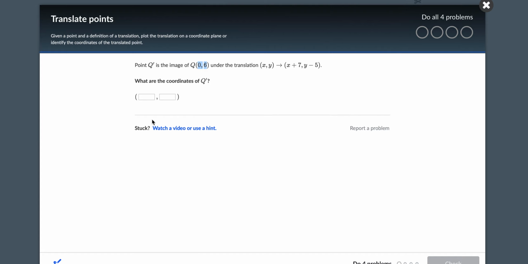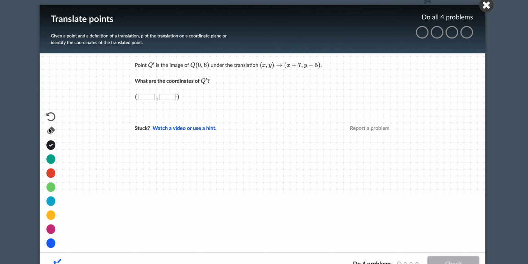For this one, firstly, this is the X here, and this is the Y. It wants us to add 7 to the X, which is just the same thing as moving the dot 7 units to the right. So now it'll be 7, comma, and for the Y, it wants to subtract 5, which is essentially the same thing as moving it down 5. So 6 minus 5 is 1. So we get the coordinate 7, 1, and that's our answer.